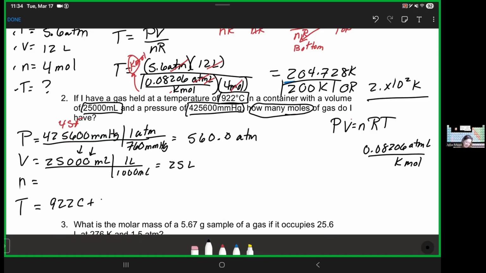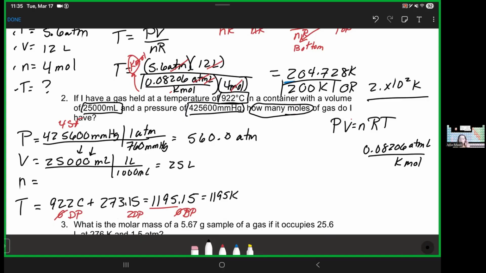But we have to be in K, so we're going to add the 273.15. And from that, I get 1195.15. This is addition subtraction, so 0 decimal places for sig figs, 2 decimal places. I'm going to go with 0 decimal places. So my temperature is 1195 K.